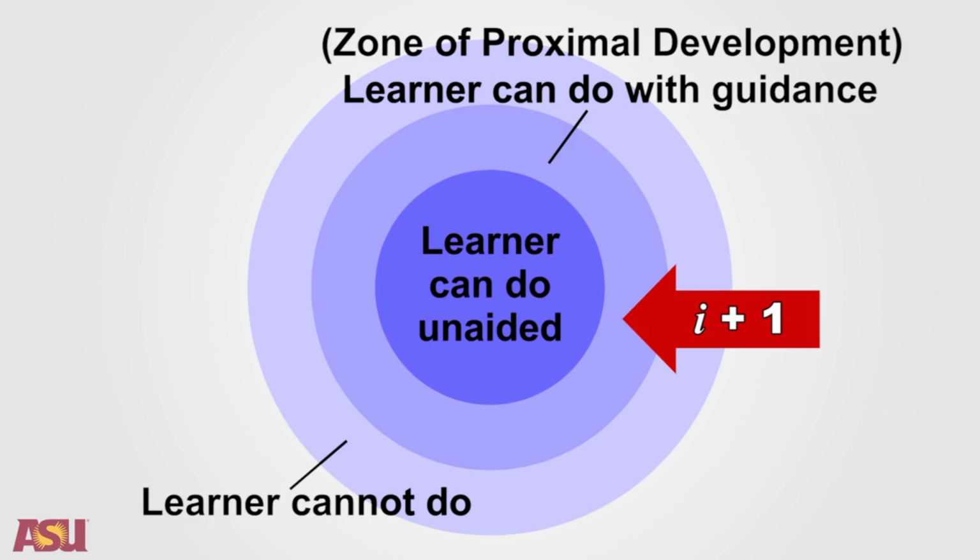Krashen calls this I plus 10, indicating the input, at least for now, is out of the student's range of understanding. On the other hand, maybe you have encountered the opposite problem.